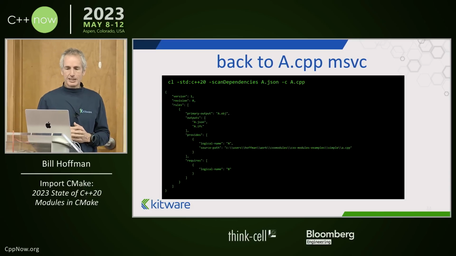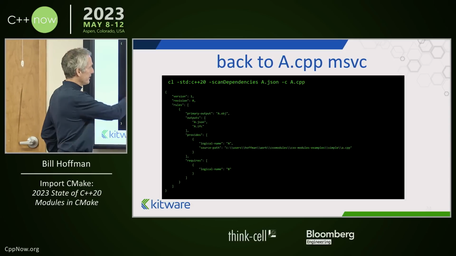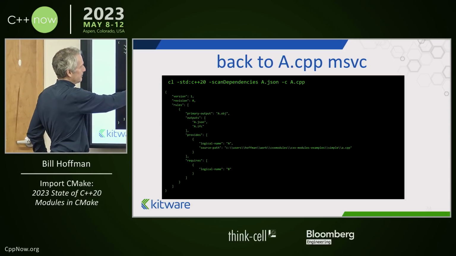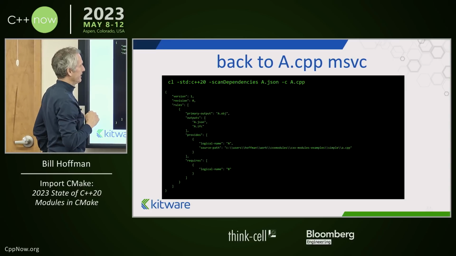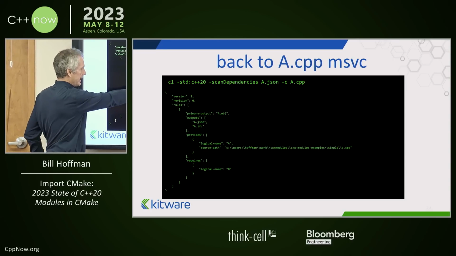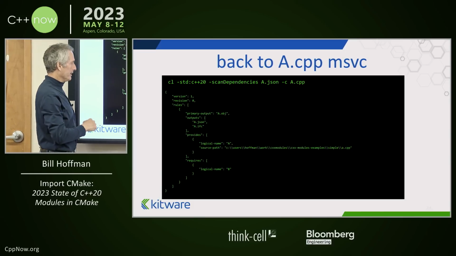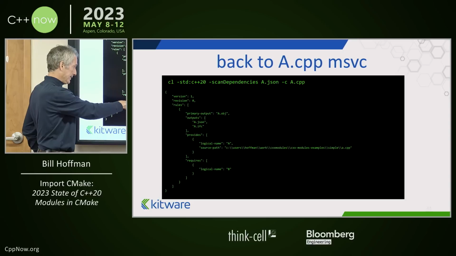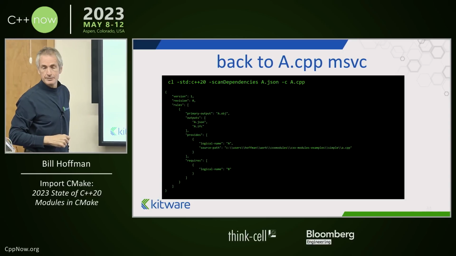Okay, now back to that a.cpp. Let's run it through the scan dependencies, and you can see that the primary output is a.o, outputs a.json and a.ifc file, and it provides module A, and it gives the source path to a.cpp, and it requires B.